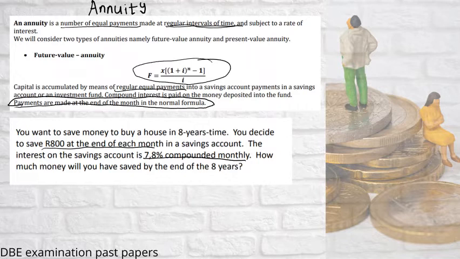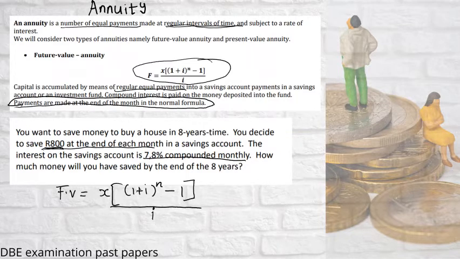What do they need? They need the future value. Why are we saying so? Equal payments are made. Equal payments of how much? 800 are made at the end of every month in order to save for something in the future. So we call this a future value annuity because the person wants to buy a house. So we're just going to use the formula. It says future value is equal to what? x into (1 plus i) exponent n minus 1, over i, right?